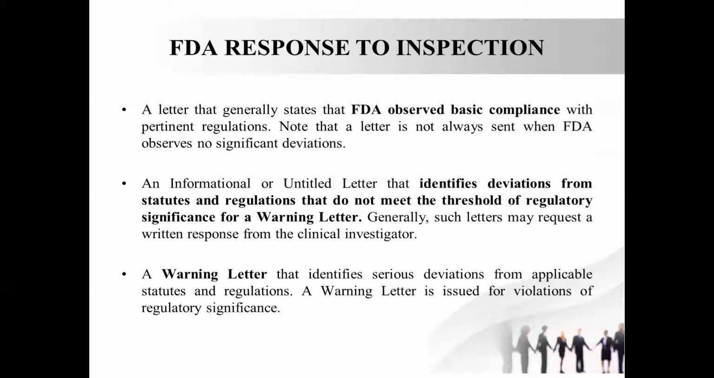And there is an FDA response to the inspection, a letter that generally states what the FDA observed. They can say that they observed all the basic compliances, and then no 483 was issued for the site and everything was as per norms. There can be an informational or untitled letter that identifies certain deviations from statutes and regulations that did not meet the threshold of regulatory significance of a warning letter, saying that there were some deficiencies and need correction. Or if there were serious deviations and repeated observations of violation, then there can be a warning letter, and this happens only when there is regulatory significance.